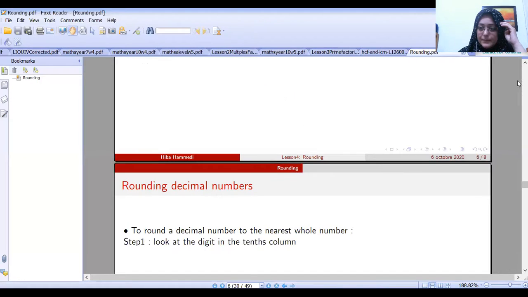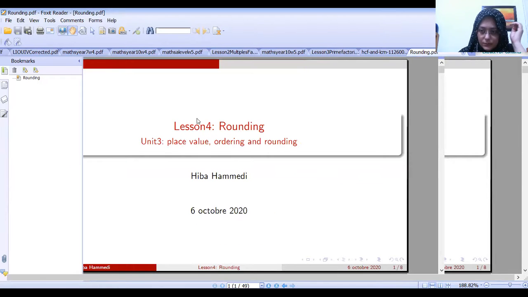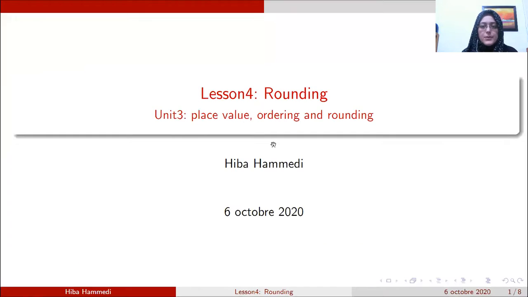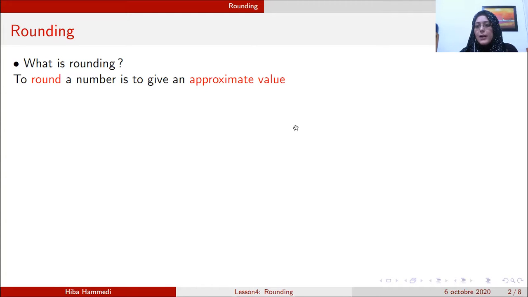Let me share my screen with you. Okay. Let's start from the beginning. So today's lesson is about rounding, how to round numbers, right? It's the lesson that we didn't do in class. So it's rounding, how to round whole numbers and decimal numbers, right? First question you need to ask yourself: what is rounding? Well, rounding, or to round a number, is to give an approximate value for it.